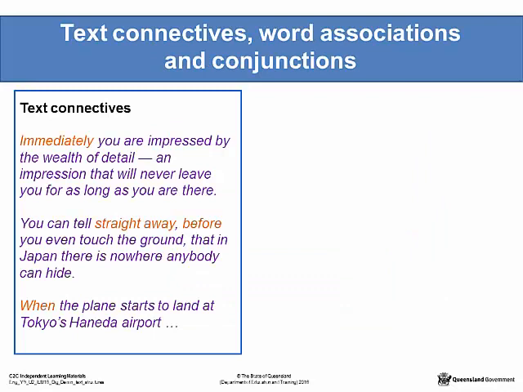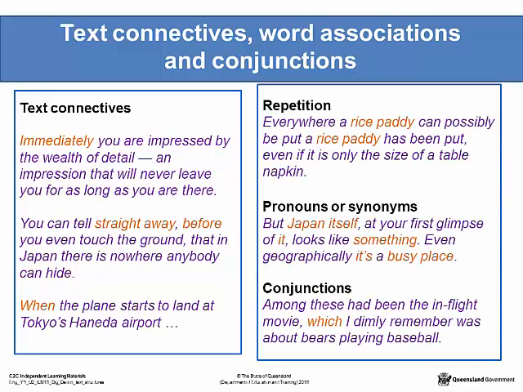Pause the video and read the following examples of text connectives in orange from Postcard from Japan 1. Can you see how they improve the sentences and link ideas together? Here are some examples of word associations and conjunctions from Postcard from Japan 1. Pause the video and read through them. Did you notice how they improve the flow of writing and make cohesive links between ideas and sentences?